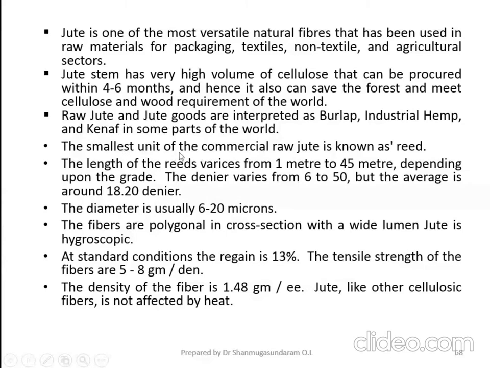The smallest unit of the commercial raw jute is known as reed. The length of the reed varies from 1 meter to 4.5 meters. It depends upon the grade. The denier varies from 60 to 150 denier, but the average is around 80 denier. The average denier of your jute fiber is 18. The diameter of the jute fiber is around 6 to 20 microns.